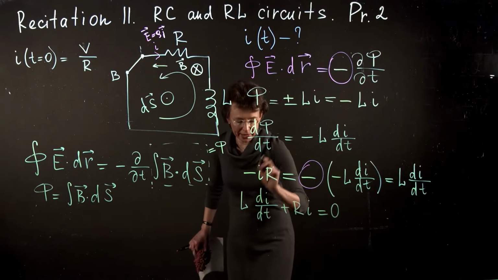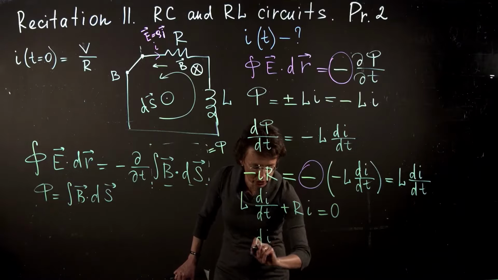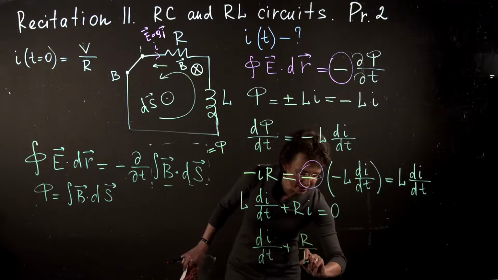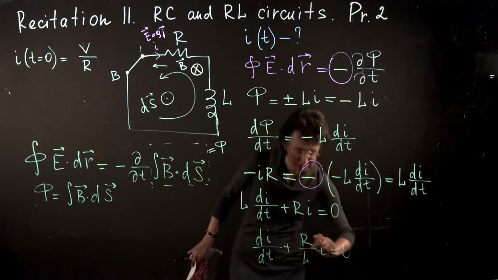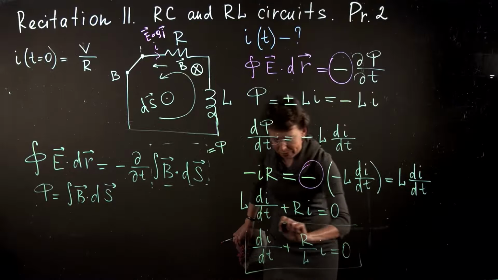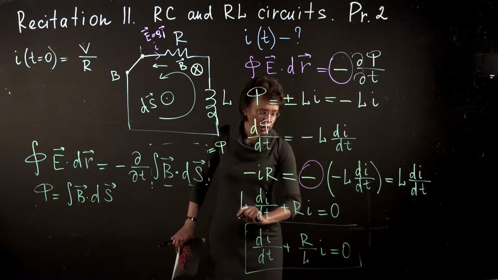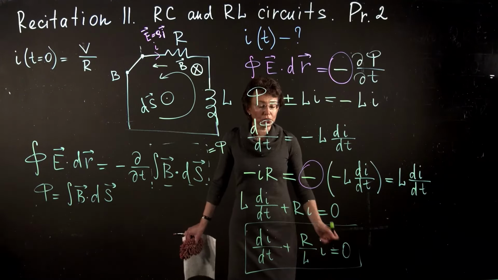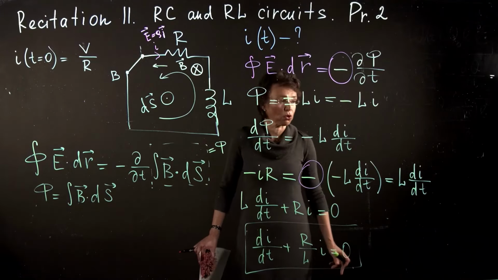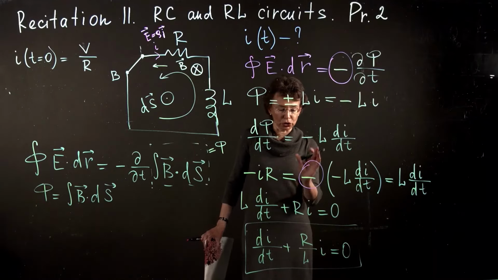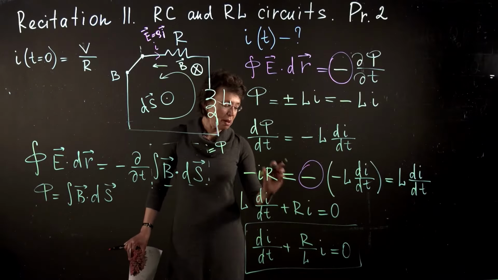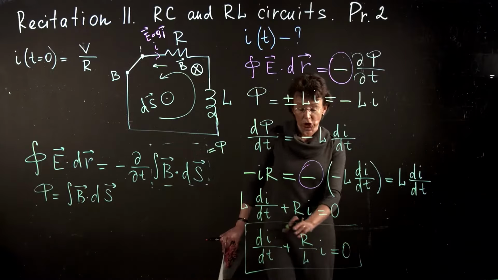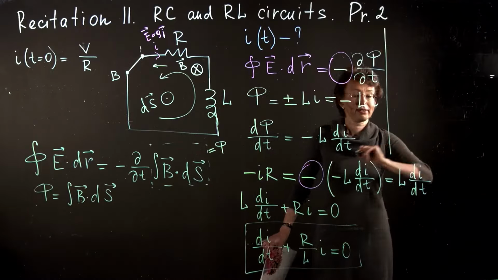I can divide by L. It's not necessary, but I like to do that. Di dt plus R over L I is 0. And now look at this equation. It is a first order, linear, homogeneous differential equation. We know what to do. We already solved this equation in our previous problem. Again, if you know how to solve this equation, you can use the method that you like. I will use the same method as the textbook uses, which means that I will guess the solution.